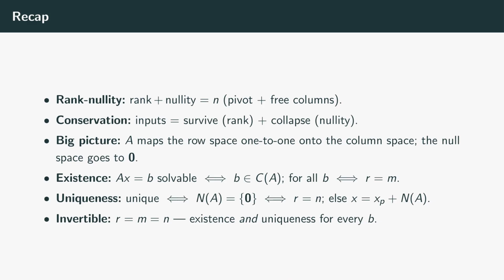The system Ax equals b is solvable exactly when b lies in the column space, and solvable for every b exactly when the rank equals m. The solution is unique exactly when the null space is trivial, which means the rank equals n, otherwise the complete solution is one particular solution plus the whole null space. When the matrix is square with full rank, both hold for every b, and the matrix is invertible. Next episode, we keep the same vectors and the same maps, but change the bases we described them in, and watch the coordinates transform.